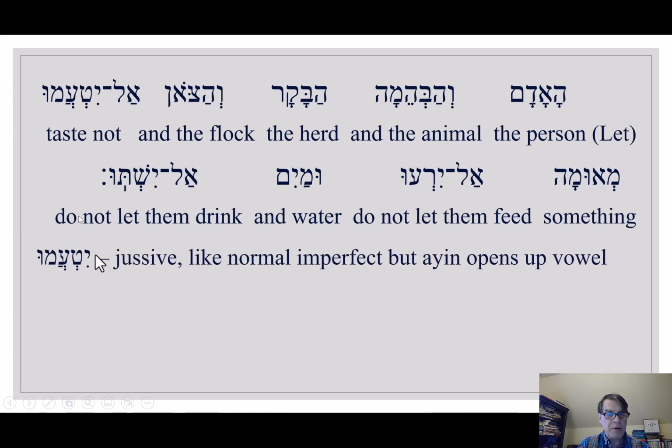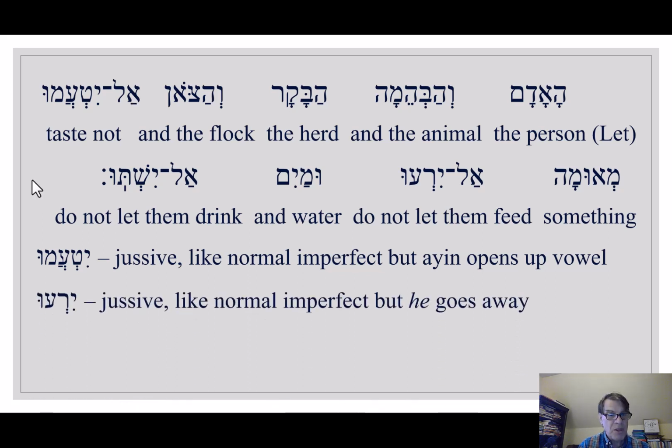So the first adjussive up here, this is a pretty normal yiktalu, that third masculine plural form. So we've got yiktalu, except it's opened up. It's like a normal imperfect, but the ayin has opened up. Gutturals don't do simple vocal schwas, and so it's opened it up a little bit, just a little bit, into a short I-class vowel. So it's adjussive, like a normal imperfect in form, but ayin opens up the vowel, and I know it's adjussive because of the command of the al, negative command, and the context.